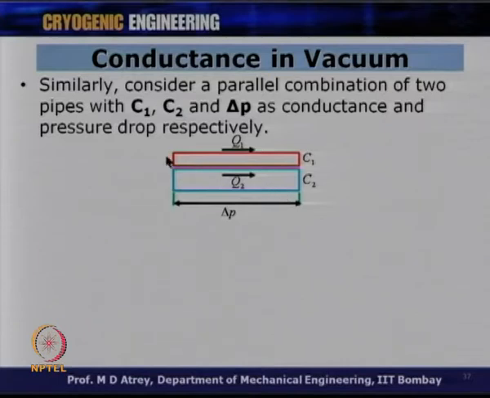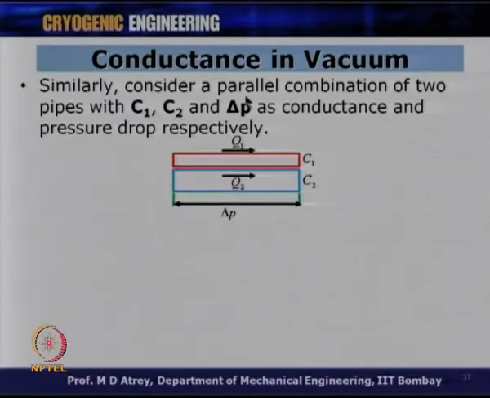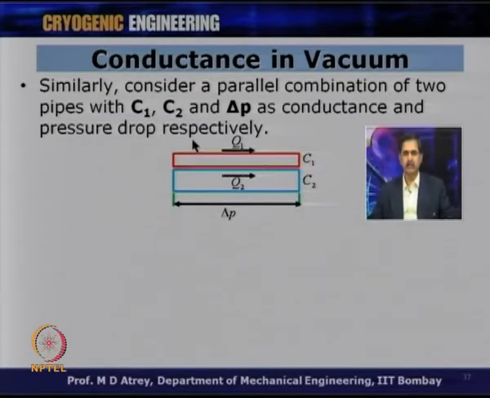Now, let us see what happens if the pipes are connected in parallel. Similarly, consider a parallel combination of 2 pipes. Let us say C1 and C2 are the conductances of these 2 pipes, while some Q1 will go through this pipe and some Q2 will go through this pipe, depending on the diameters. Let us say that they have the same length, and therefore the delta P across them is going to be the same, because the same gas will get split up here and the flow will come back together here, so the pressure at the entrance and the pressure at the exit will be the same. Therefore, in both these pipes connected in parallel, the pressure drop is going to be the same.